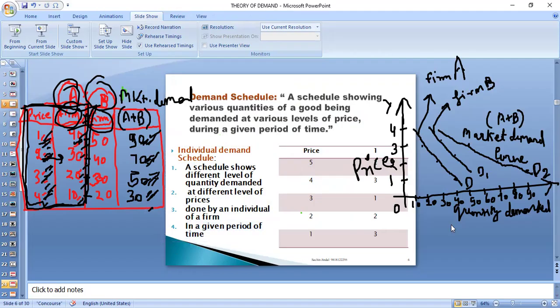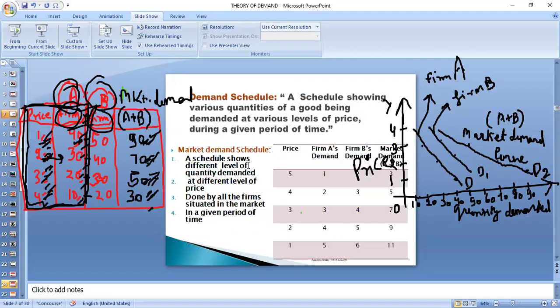Now, if we want to show market demand, so once again it is the sum. देखिए, a schedule showing different levels of quantity demanded at different levels of price done by all the firms. मतलब ये भी क्या दिखा रहा है, अलग अलग क्वांटिटी डिमांडेड को अलग अलग प्राइस पे, लेकिन कौन कर रहा है, ऑल द फर्म, फर्म ए फर्म बी दोनों मिलाकर. ओके, in a given period of time. So this is market demand schedule.